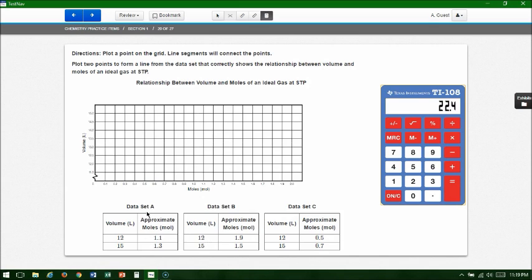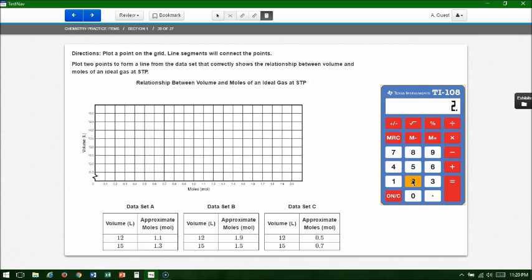So therefore data set A is not possible. That's incorrect because it says 1.1 moles but only 12 liters. B is also not correct. 1.9 moles, 12 liters. So if I multiply 22.4 times half a mole, so 0.5, I get a volume of 11.2 liters. So 12 liters, that's not great, but that's close enough. It's the best of the 3 choices.